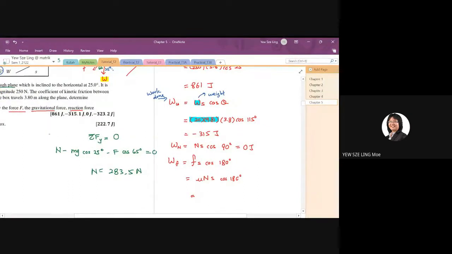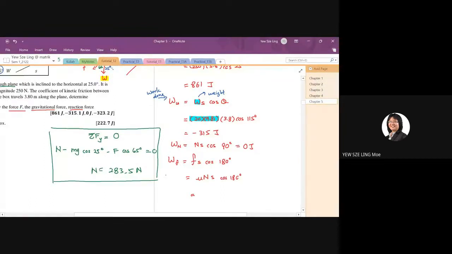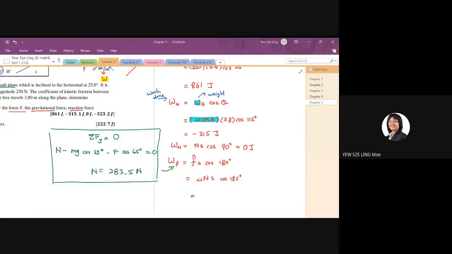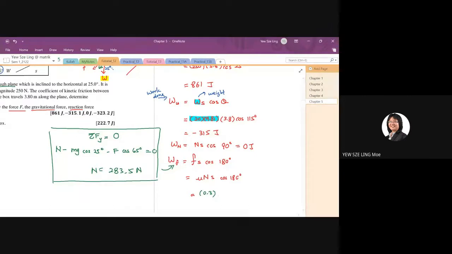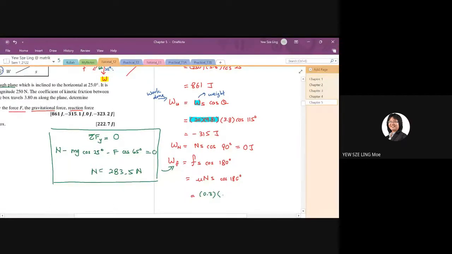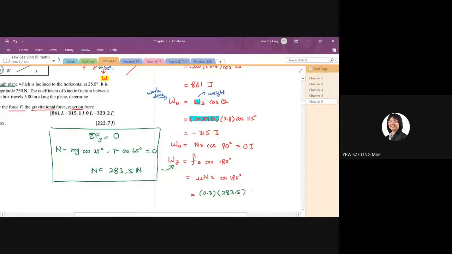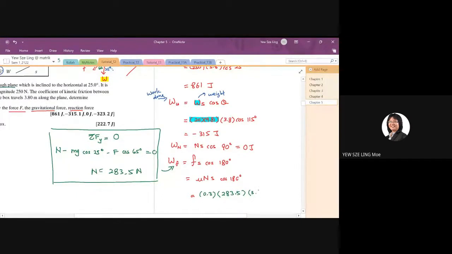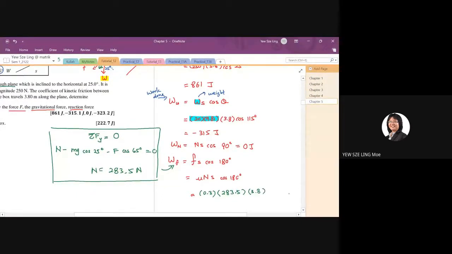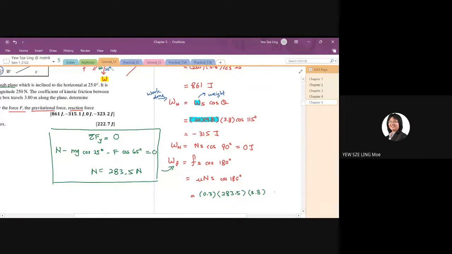You then use it in the work done for frictional force. You need this additional step to calculate the work done by frictional force because we don't have N. Mu is given, which is 0.3. So 0.3 times the normal force, 283.5, times the displacement 3.8, and now the angle between them is cos 180 degrees.